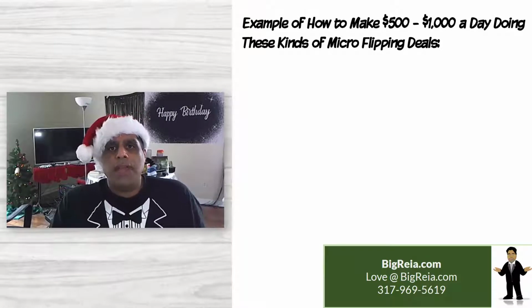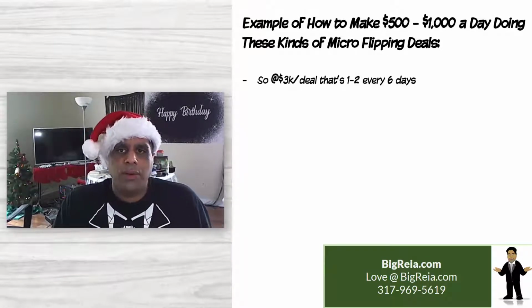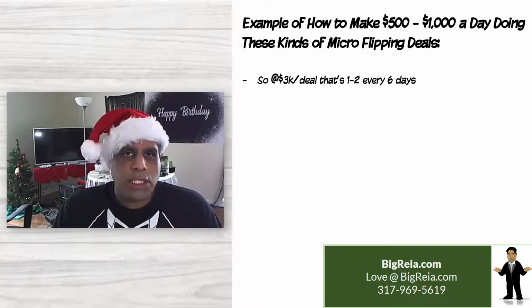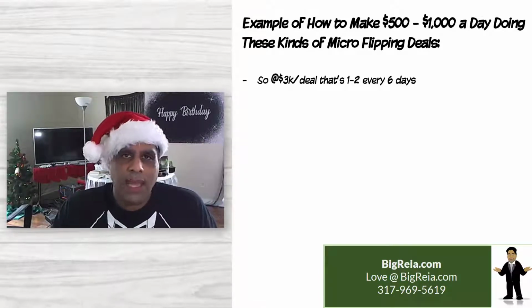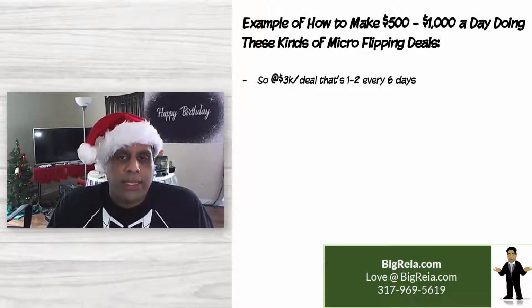So examples of how to make $500 to $1,000 a day doing these micro flipping deals. So let's say you're making just $3,000 on these lease option deals. That should be the bare minimum, right? $3,000 for a down payment. If somebody wants a house, they should have at least $3,000, right? So $3,000 for a down payment.